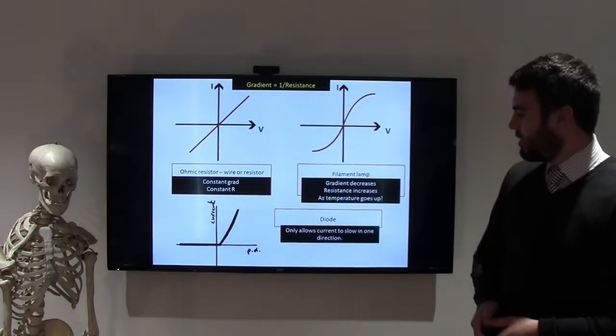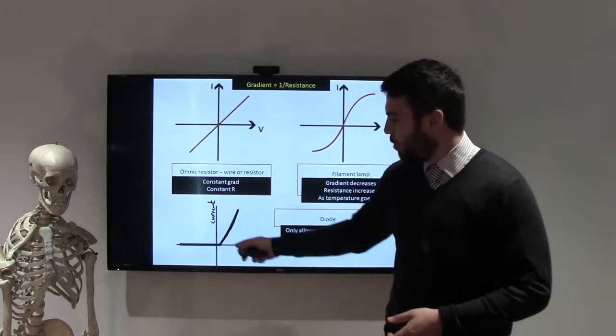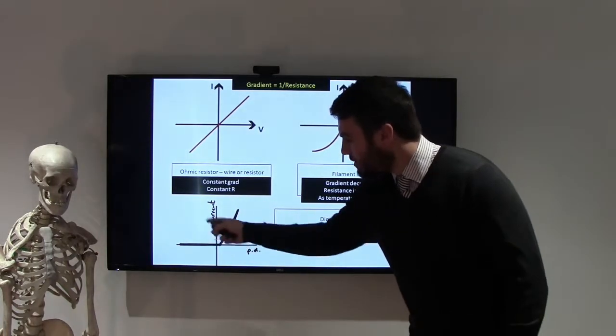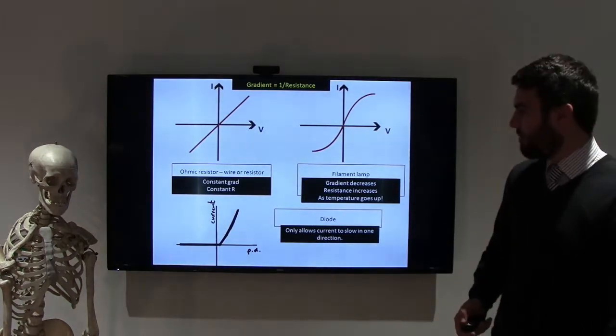And finally, this diode, it only allows current to flow in one direction, which is why it's got an arrow. In this direction, the resistance is really, really high, so there's no current allowed to flow.